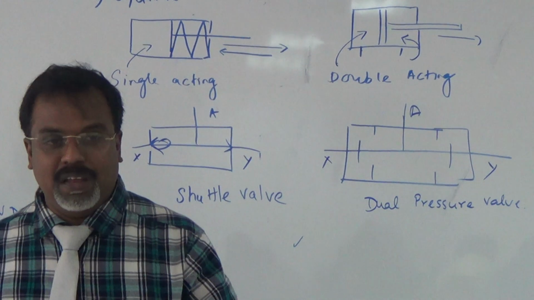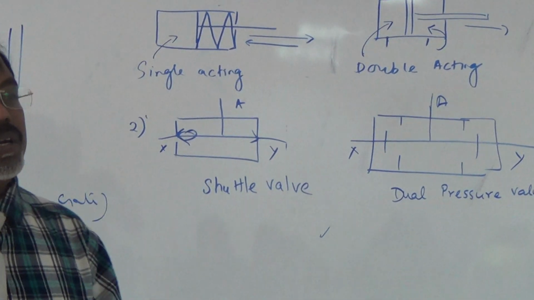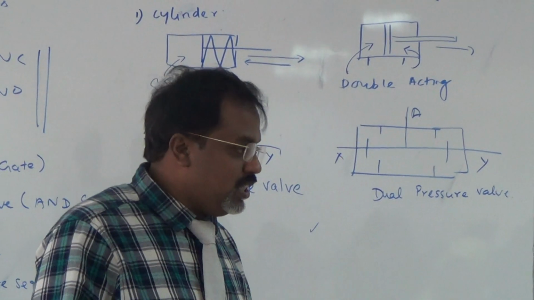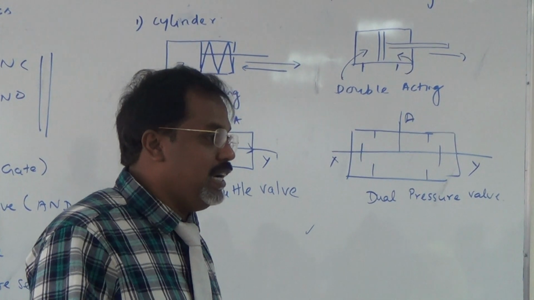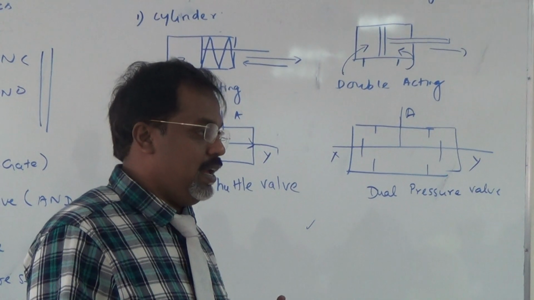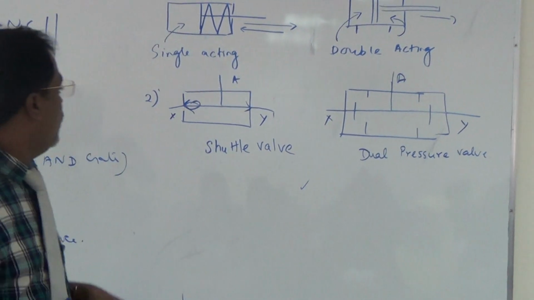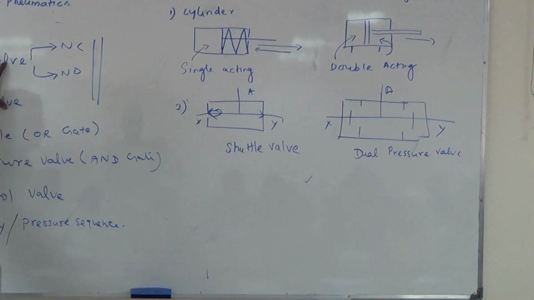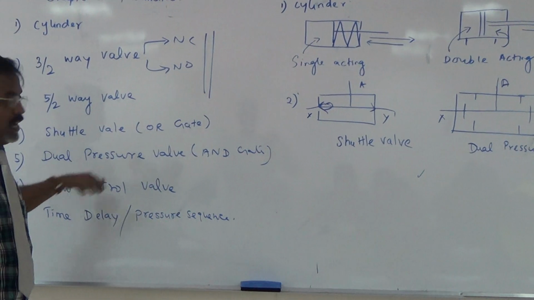A variety of cylinders are available in the market, but normally we use the single acting cylinder and double acting cylinder widely in industry applications. Then this one, the 3x2 way valve and 5x2 way valve, I will explain after explaining this.